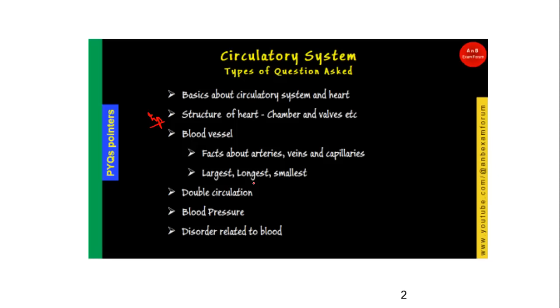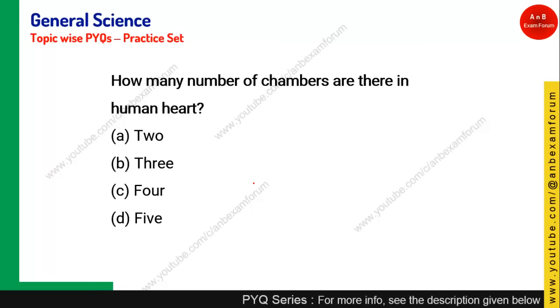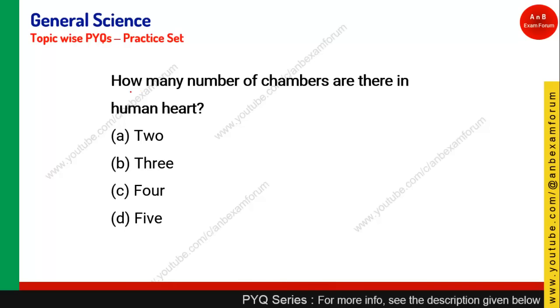The first question is on your screen. It says, how many chambers are there in the human heart? I repeat once again, how many chambers are there in the human heart? A very simple, very factual one, and all of us know that the human heart has 4 chambers. So those who have given option C, well and good. What about the other options?